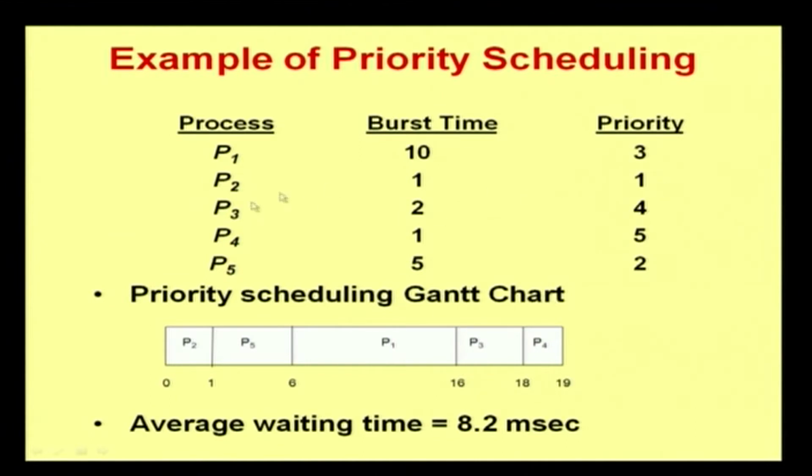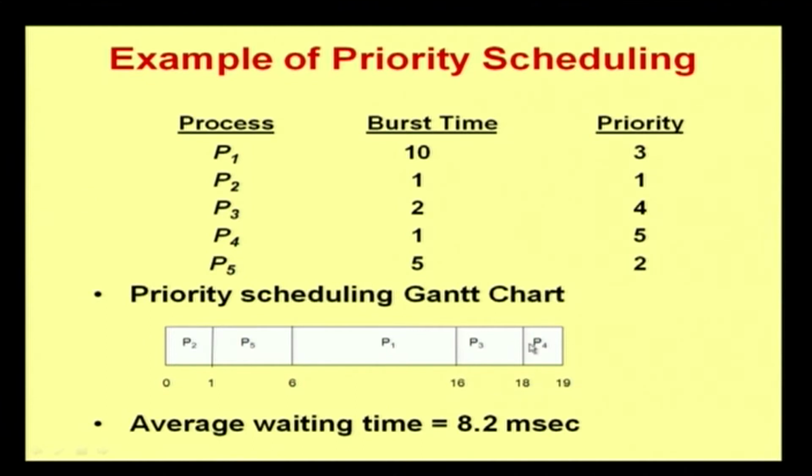Then priority number 4. The waiting time of P3 becomes 16 milliseconds. It takes 2 milliseconds to complete, so 16 plus 2 is 18. Then the last one is the P4 process. It takes 1 millisecond to complete, but the waiting time of P4 is 18 milliseconds. Even though P4 takes only 1 millisecond to complete, it has to wait for 18 milliseconds in order to get executed.